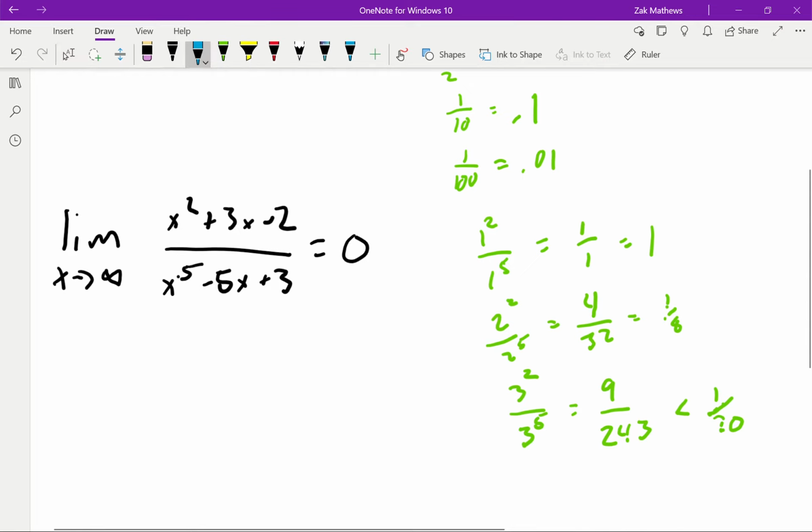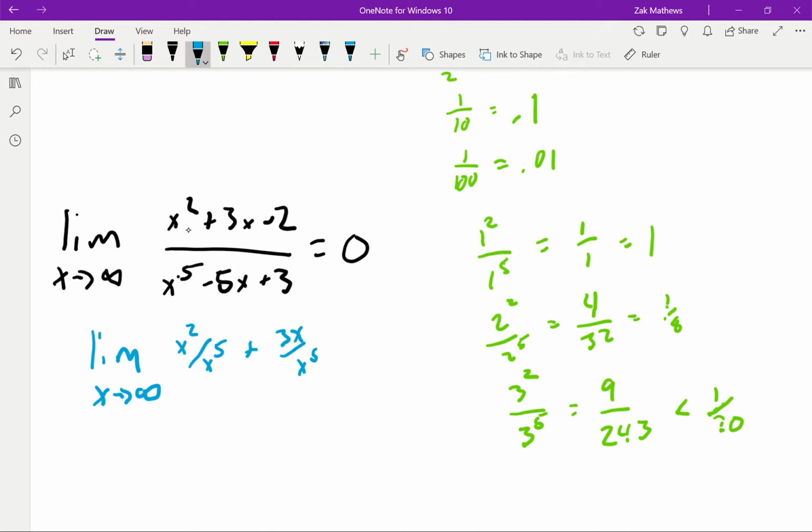But here's another idea for you. I'm always allowed to do the same thing to the numerator and denominator of the fraction. So if I wanted to, I could take this thing and divide it by the largest exponent, in this case the x to the 5th. And so we'd get all these things over x to the 5th.